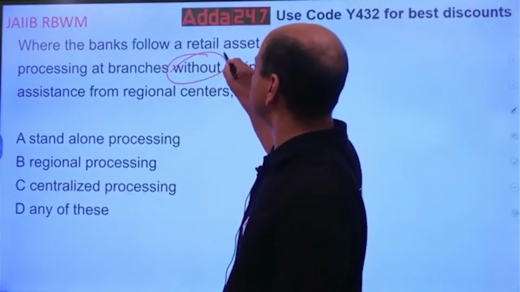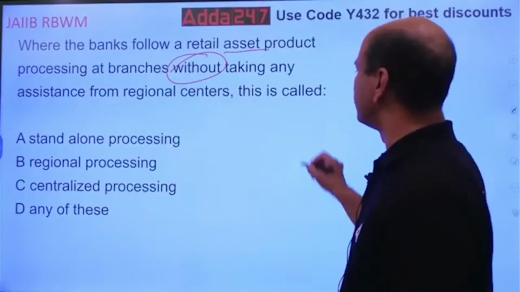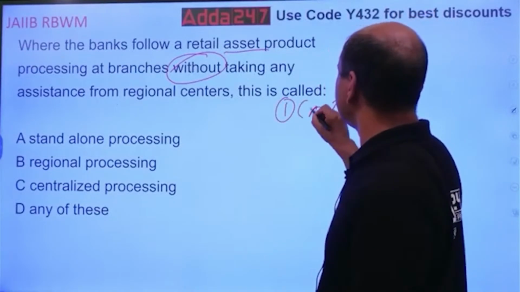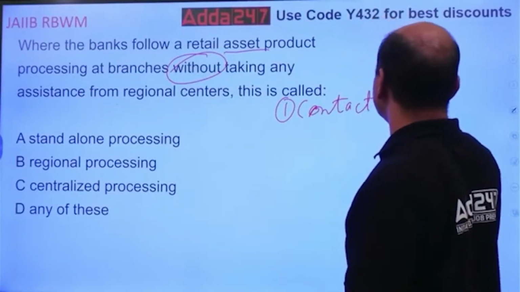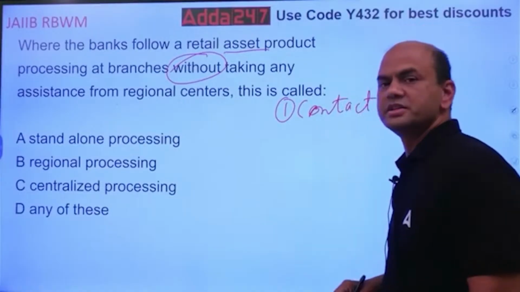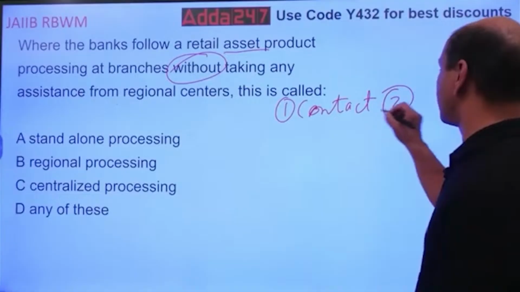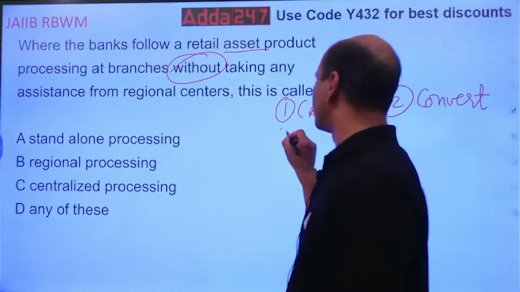Asset processing means contacting the customer. What are the various steps in assets? One is to contact the customers. Second, speak to them, meaning convert them. Contacting and converting is a very important part, converting. Third, collect the documents.